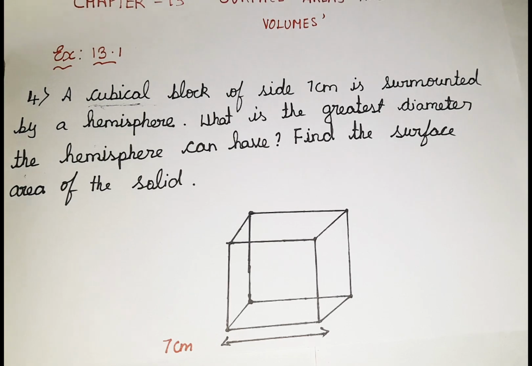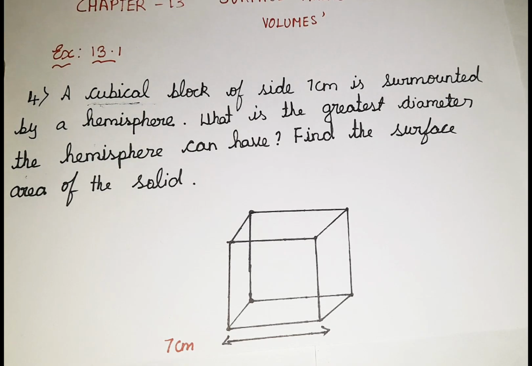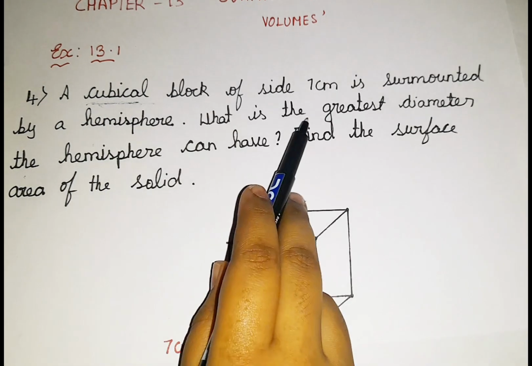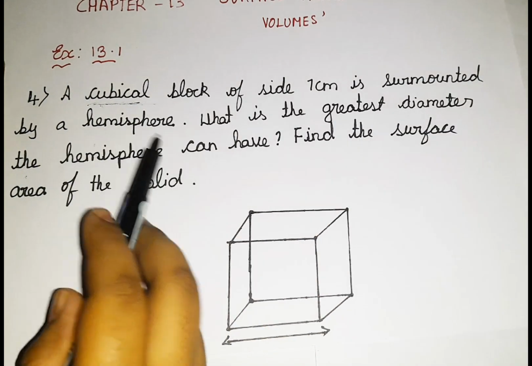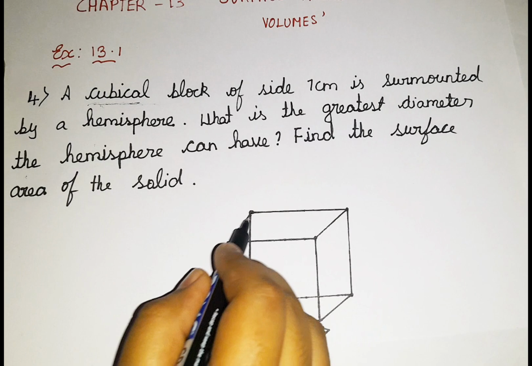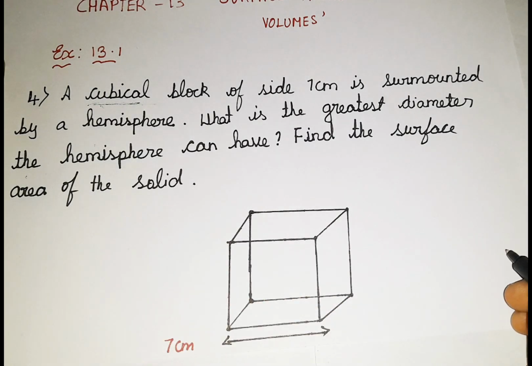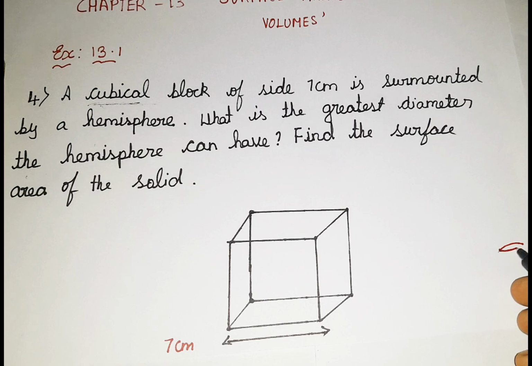Now let us read the rest of the question. It is surmounted. What is the meaning of surmounted? Surmounted means upon that. Side 7 cm is surmounted by a hemisphere. I'll just draw the hemisphere here. Hemisphere looks something like this. In real life, you can take it as a coconut shell, not the complete coconut. It is in the shape of a coconut shell.